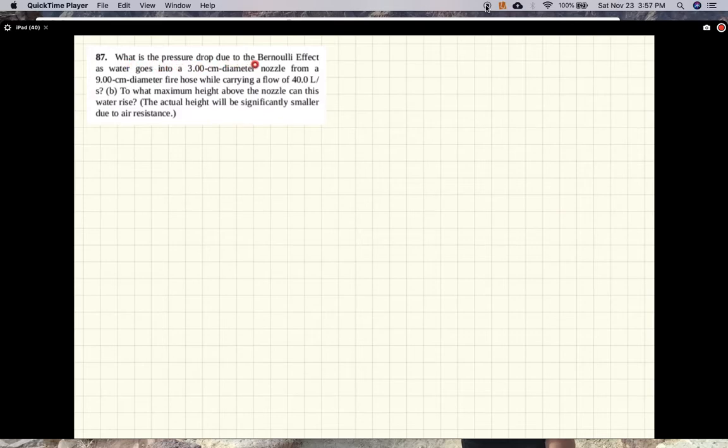What is the pressure drop due to the Bernoulli effect as water goes into a 3 centimeter diameter nozzle from a 9 centimeter diameter fire hose while carrying a flow of 40 liters per second? To what maximum height above the nozzle can this water rise? The actual height will be significantly smaller due to air resistance.